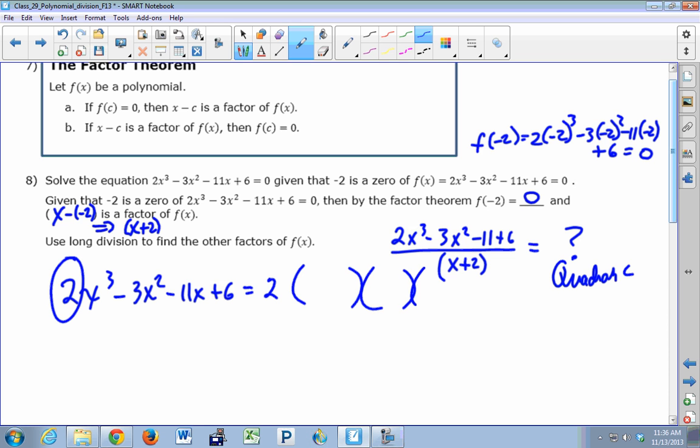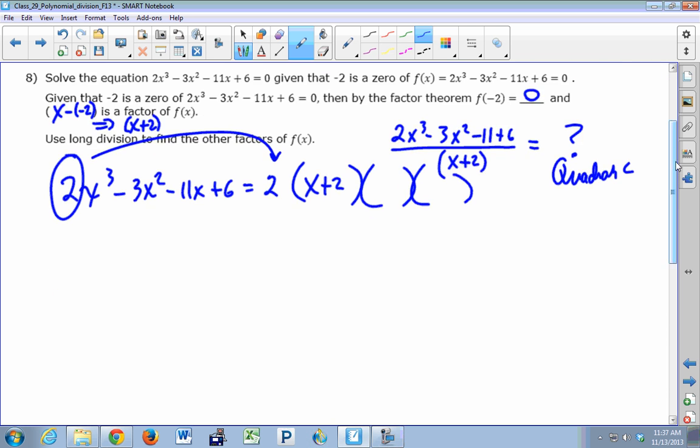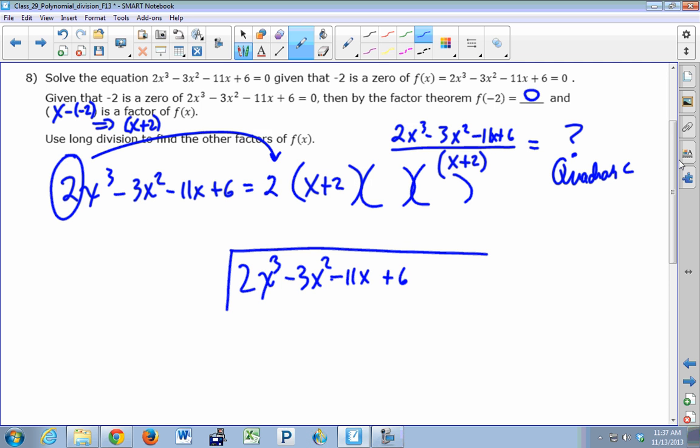So maybe I can factor this, and this will be what it looks like. 2 will be on the outside because a is the same in both. Maybe I already know one of my factors. It's x plus 2. So I'm almost done, but I've got to do long division. So let's do it. 2x cubed minus 3x squared, oops, this should be 11x, minus 11x plus 6, the whole shebang divided by x plus 2.